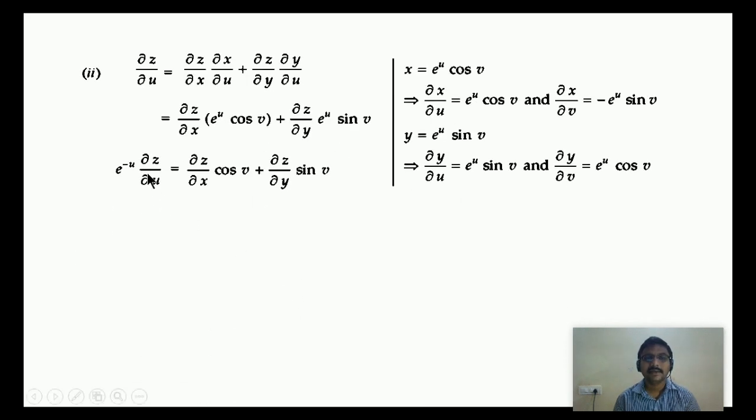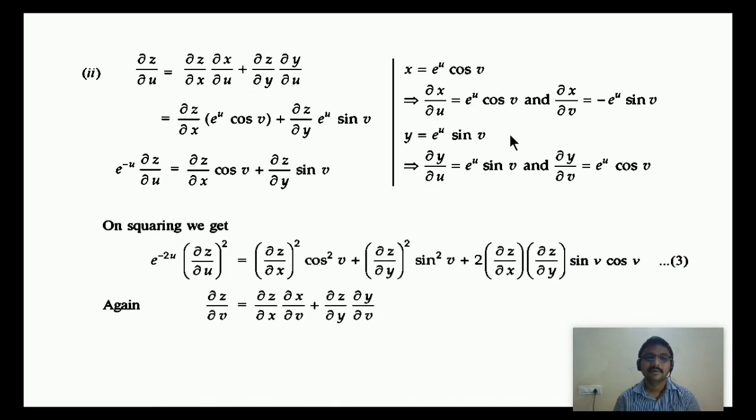Now to get the other statement, we take ∂z/∂u multiplied with e^(-u), where x is e^u cos v, and the ∂x/∂u, ∂x/∂v, ∂y/∂u, ∂y/∂v values are obtained by differentiating x and y partially with respect to u and v respectively. While differentiating partially with respect to u, keep v as constant. While differentiating partially with respect to v, keep u as constant.